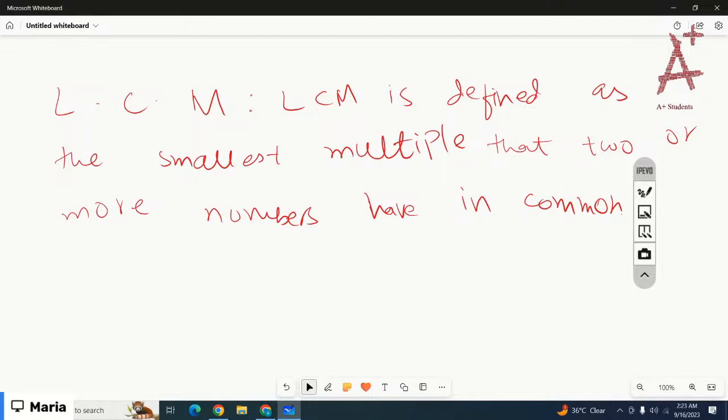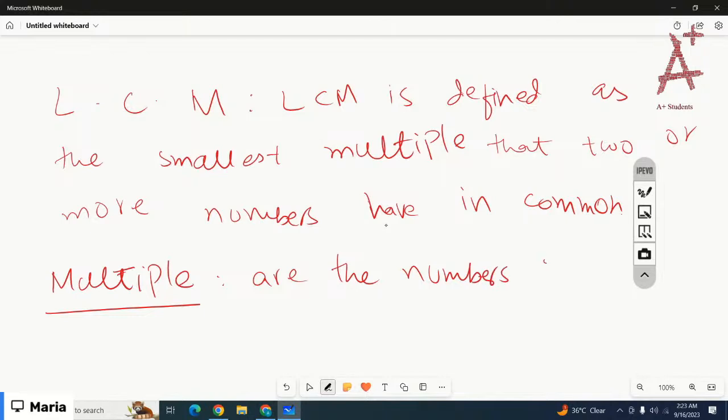Now the question is, what is a multiple? What do you know about a multiple? A multiple is a number. A multiple is different from a factor, right? Multiples and factors are inverse of each other. Multiples are the numbers you get when you multiply a certain number.